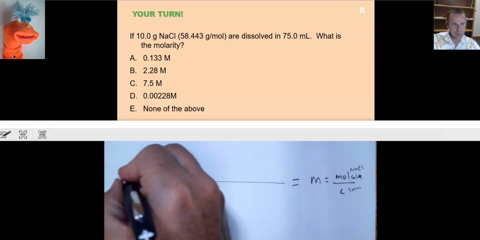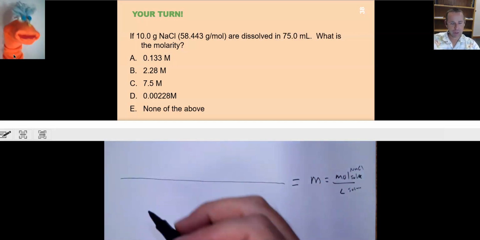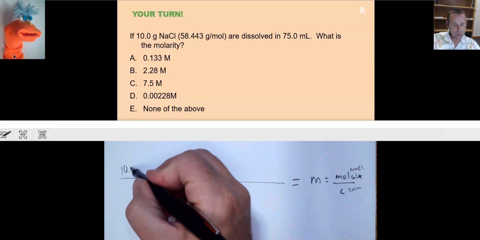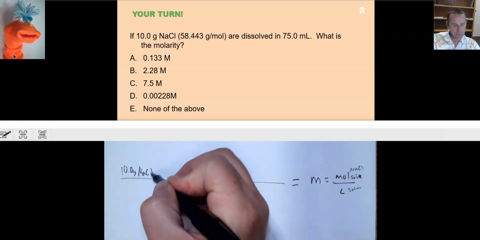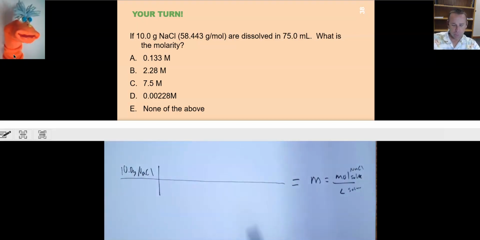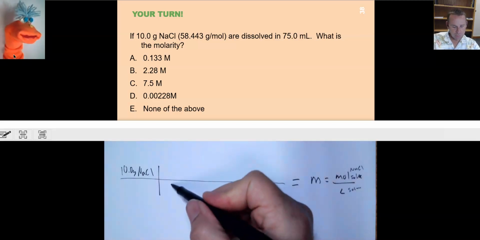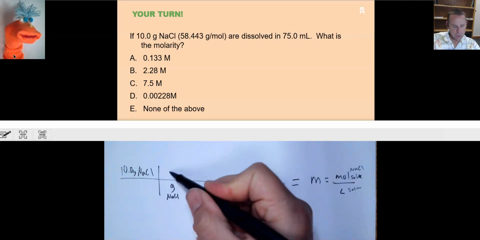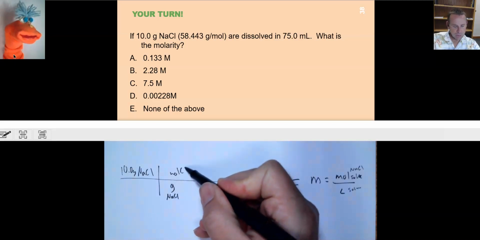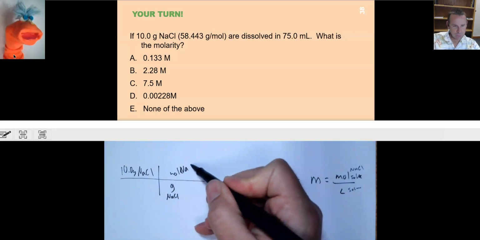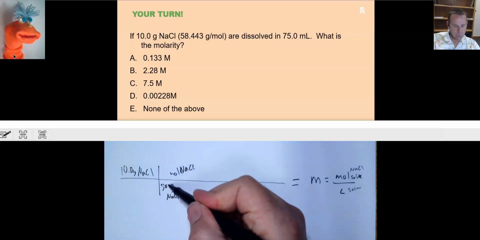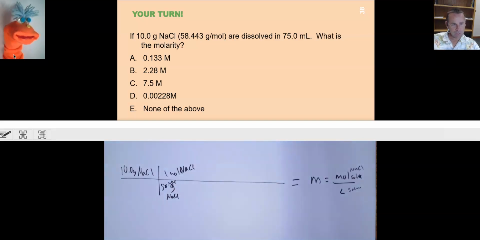So what do you want to start with? 10.0 grams of sodium chloride. And then convert that to moles. We know we want to go to moles of sodium chloride because those are the units we want on top. So we go grams of sodium chloride to moles of sodium chloride. What is the molar mass? 58.44. Okay, so 58.44 grams for every mole.